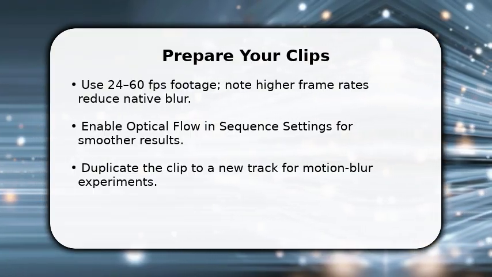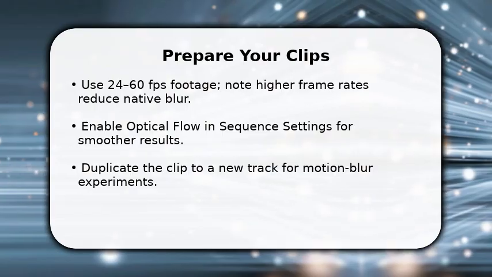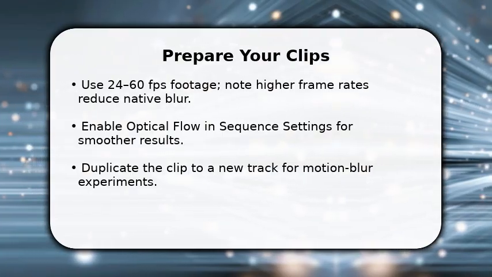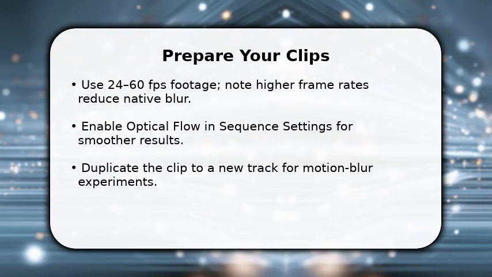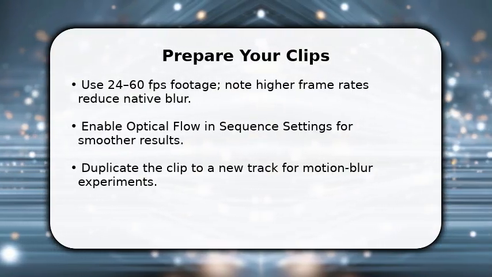Once done, open the effects panel and search for transform and directional blur. You'll need these in the next steps to control amount and orientation. Make sure to save a version so you can revert if the blur becomes too heavy.